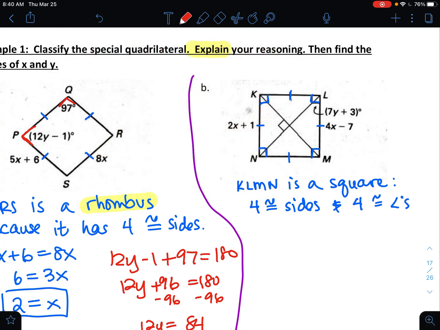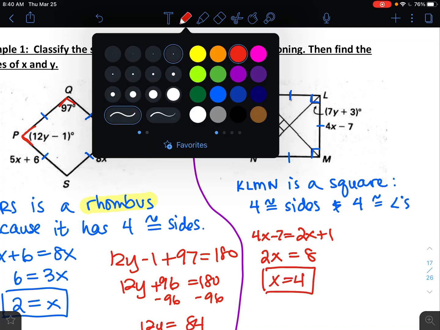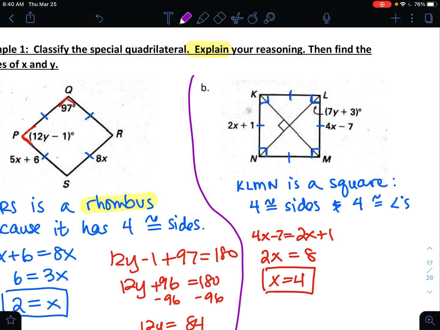Okay, let's solve for x. X is on my side lengths, and I just said the sides were equal, so you want to set them equal. If I take away 2 from both sides, I have 2x. If I add 7, that gives me 8. So it looks like I get 4 for x.